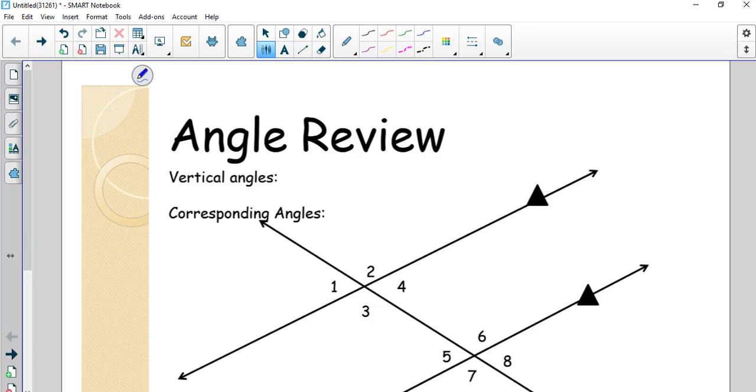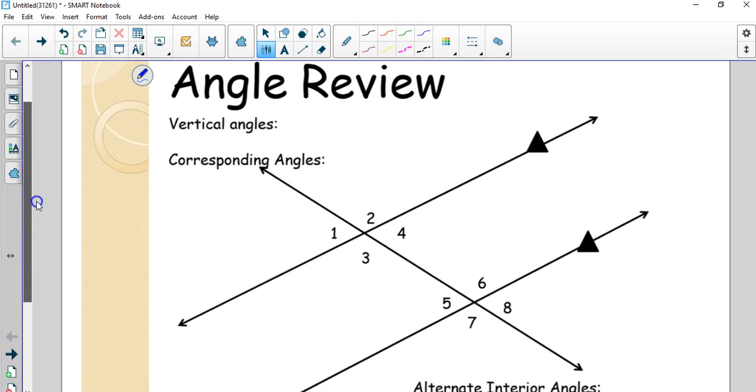Okay, day 7. Proofs, more proofs. Okay, so an angle review.